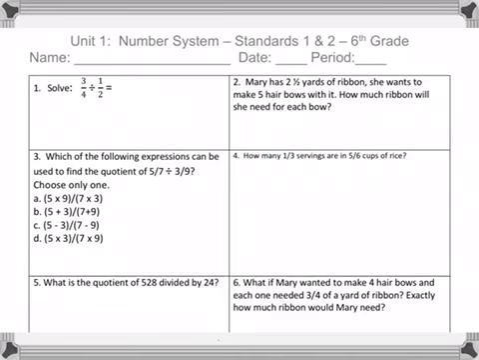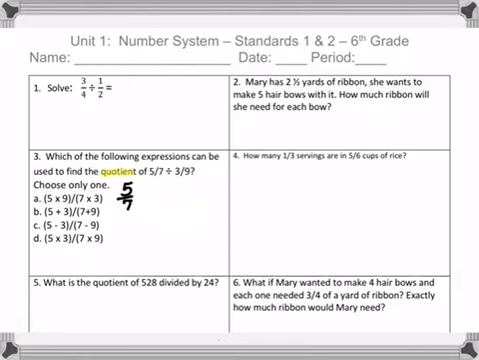Number 3 asks, which of the following expressions can be used to find the quotient of 5/7 divided by 3/9? Again, the word quotient is going to be important in this particular problem. So with that being said, I have to look for something that not only represents a quotient, but also represents how we normally do division with fractions.